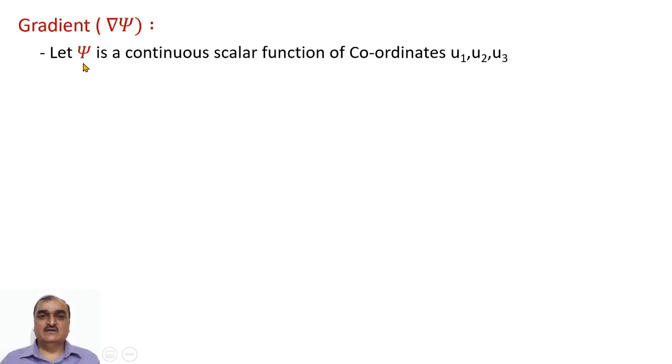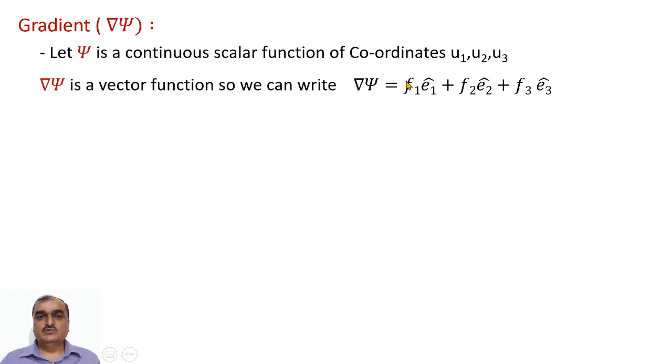Consider a function psi, which is a continuous scalar function of coordinates u1, u2, u3. Then del psi is a vector function. Thus we have seen that the gradient of the scalar function psi is a resultant vector. Let us consider del psi is equal to f1 e1 cap plus f2 e2 cap plus f3 e3 cap. Here we have to obtain f1, f2, f3 in terms of u1, u2, u3.